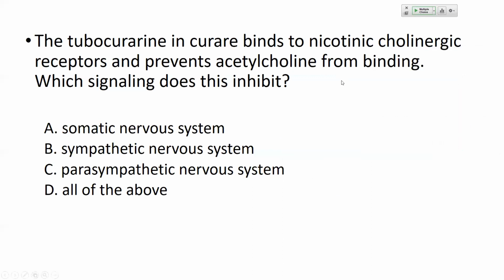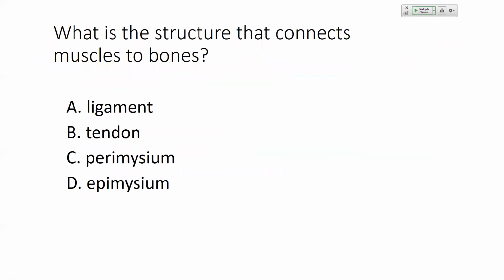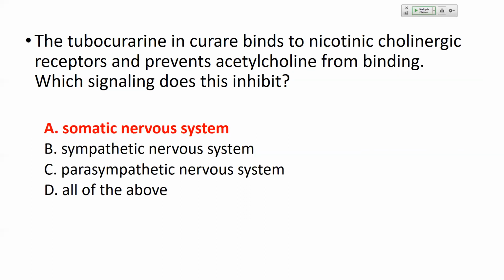This person said D. So A is correct. This is specifically the toxin acting at the neuromuscular junction, so it's only the somatic nervous system. Tubocurarine is that toxin we talked about, the curare toxin. Remember latrotoxin, those other toxins we talked about.